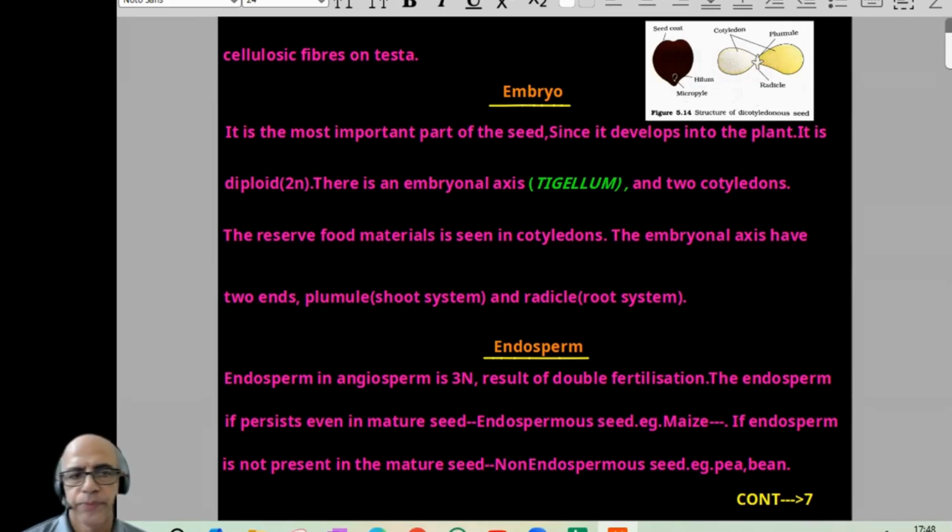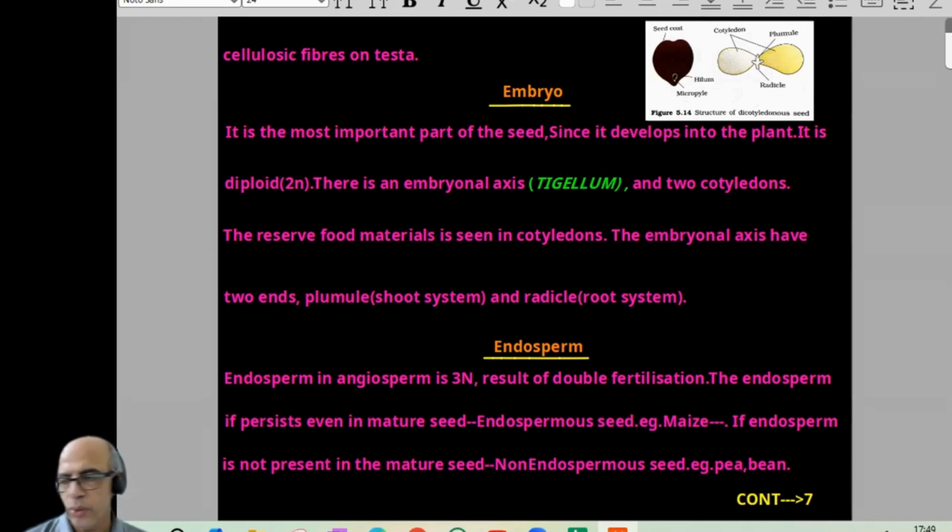Now, endosperm. Endosperm is normally nutritive tissue for the developing structure. In angiosperms, endosperm is triploid, formed from the secondary nucleus and one male nucleus through a procedure called double fertilization. That is why double fertilization is unique to angiosperms. If endosperm persists even in the mature seed, such seeds are called endospermous seeds, as in monocots, for example maize. Remember, Solanaceae, a dicot, the tomato family, also shows endospermous seed. If endosperm is not present in the mature seed, it is called non-endospermous seed, as in the dicots pea and bean. I think the endosperm part is clear.